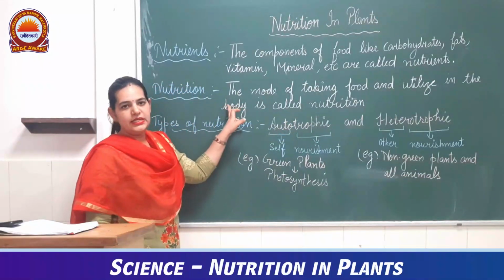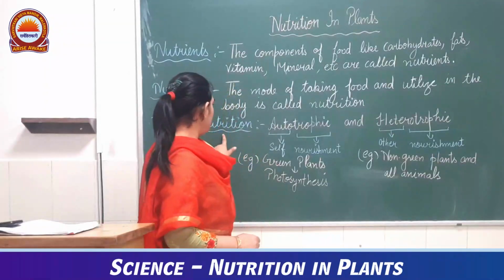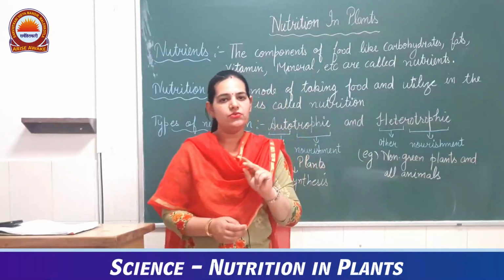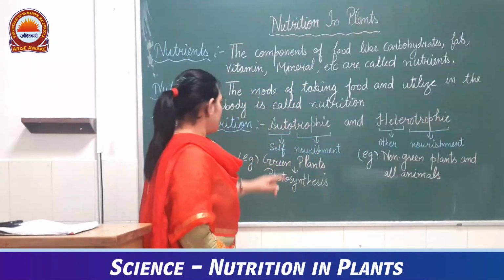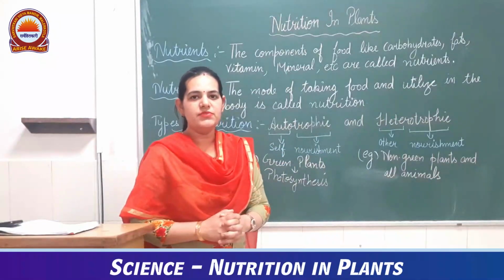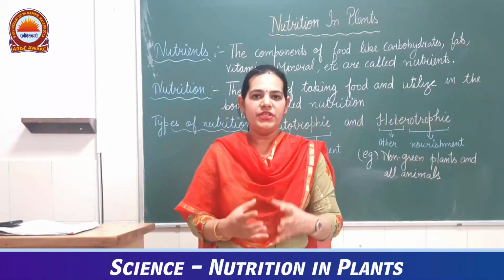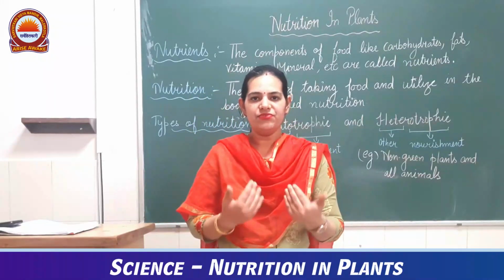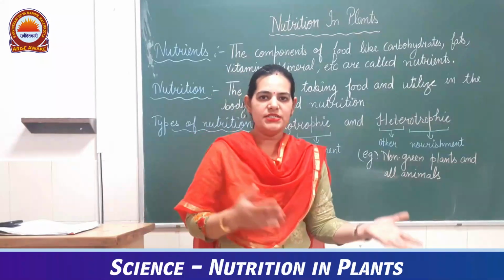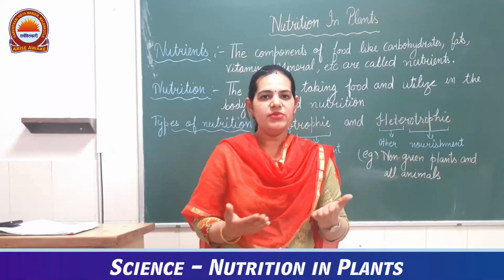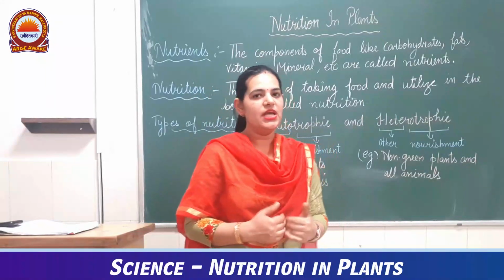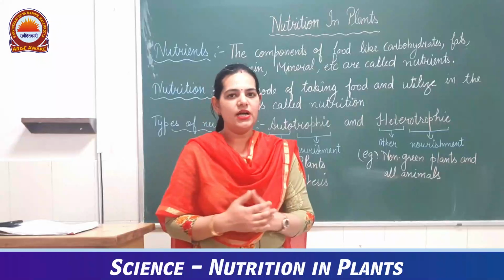There are two different types of nutrition: autotrophic nutrition and heterotrophic nutrition. These are the two main modes of nutrition. Auto means self, trophic means nourishment. These are organisms which prepare their own food without taking help from other organisms. We do not prepare our food, we depend on other plants and animals for our food. Like vegetables and fruits we take from plants, and meat, eggs, and other things we take from animals. That means we are not preparing our own food.